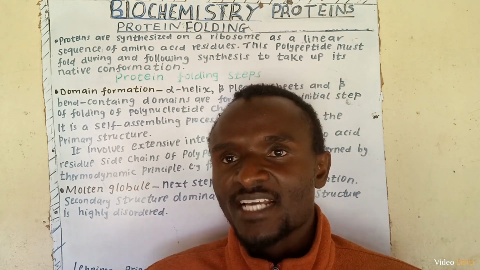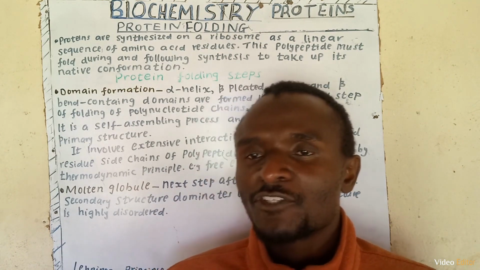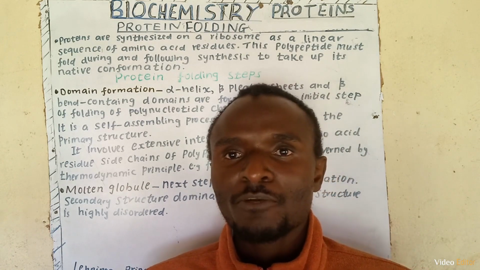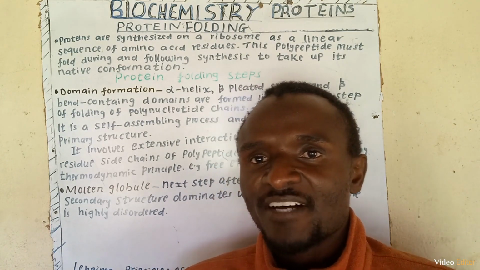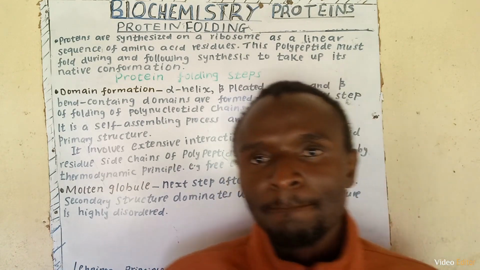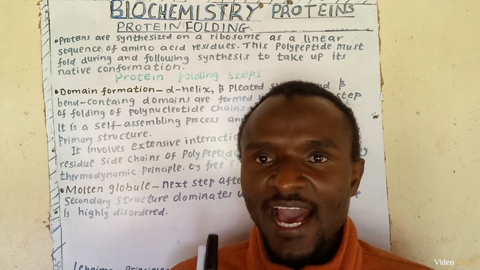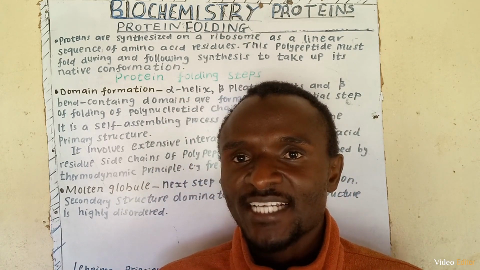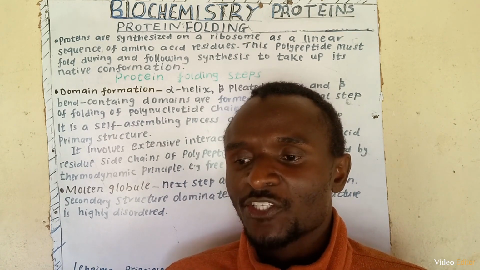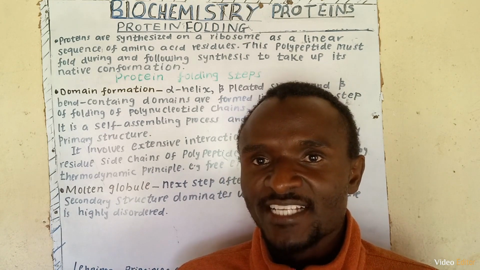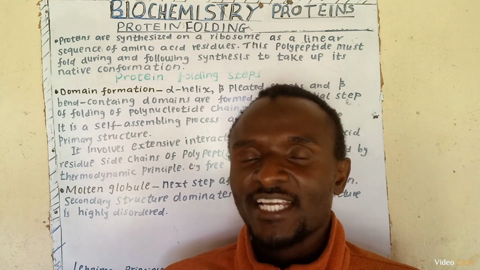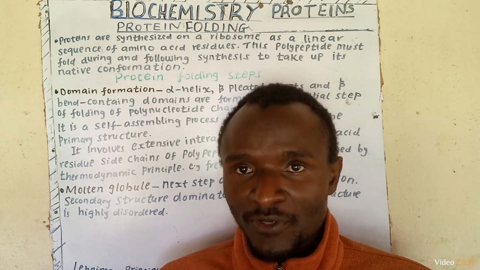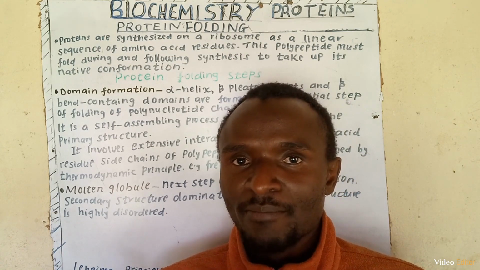So what are the examples of these foldings? So we have domain formation. For domain formation, the one that is first formed is the one that is dominated by the alpha helix, the beta pleated sheets, and the beta turns. Domain formation also is characterized by self-assemblance. So it is a self-assembling process that depends on the primary structure.